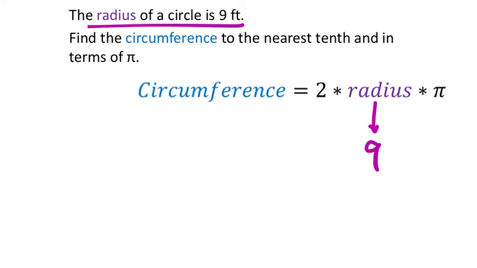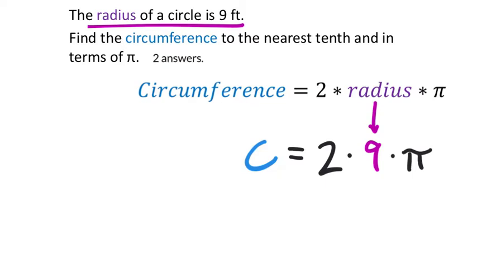So if I want the circumference, which I do, that's what they said here, find the circumference. My circumference will be the same as 2 times the radius, which is 9, and then I will multiply that by pi. Now here we have to remember the question says we're going to round this to the nearest tenth and in terms of pi, which means on this problem we're actually looking for 2 answers. Now they're going to be the same answer, they're just going to be shown in different ways.